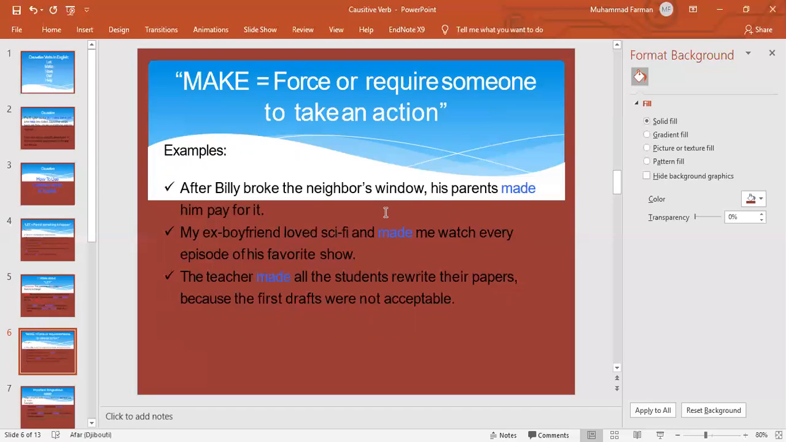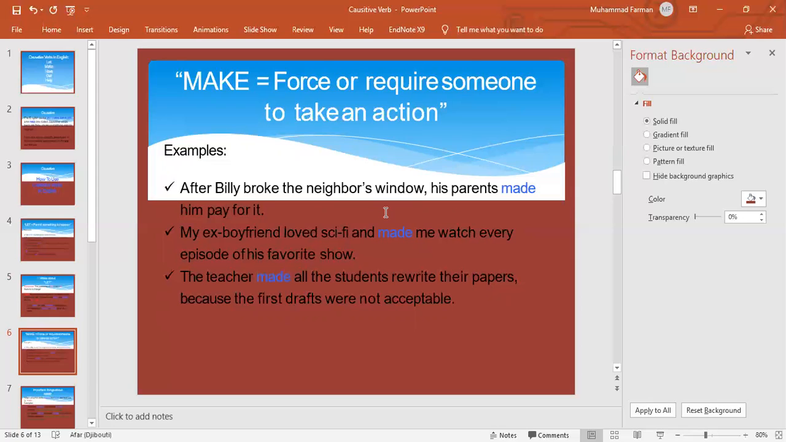Just like, I have other examples. We want to make him a chairman. We make him chairman. So again, the word make is being used as a causative verb. The rest of the examples that we have: the teachers made all the students rewrite their papers. Teachers made all the students rewrite their papers because the first drafts were not acceptable.